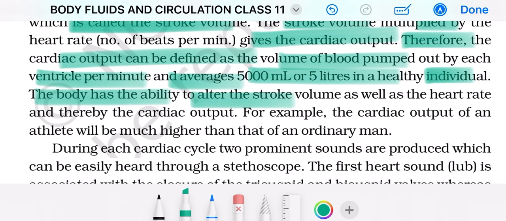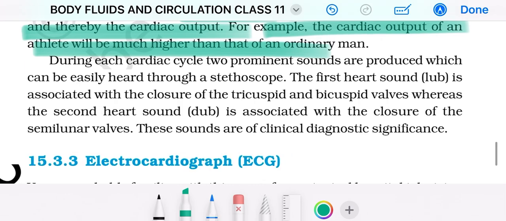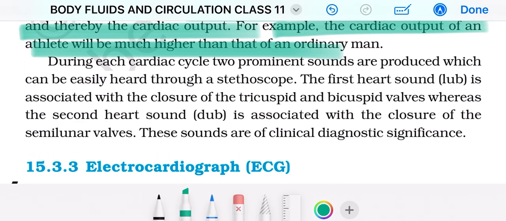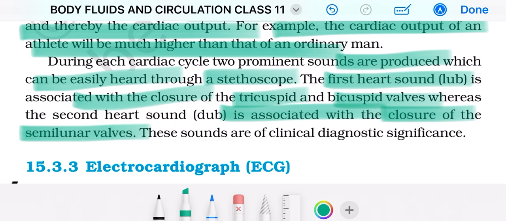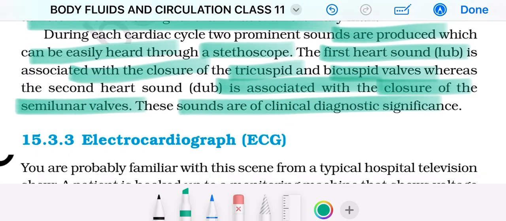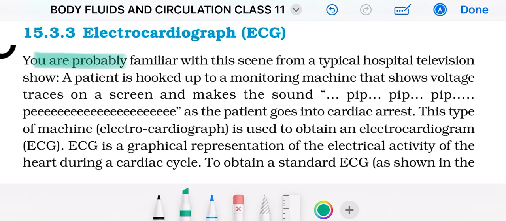The body has the ability to alter the stroke volume as well as the heart rate and thereby the cardiac output. For example, the cardiac output of an athlete will be much higher than that of an ordinary man. During each cardiac cycle, two prominent sounds are produced which can be easily heard through a stethoscope. The first heard sound is what? Lub. Lub is associated with closure of tricuspid and bicuspid valves, whereas the second heard sound, which is dub, is associated with closure of semilunar valves. These sounds are of clinical diagnostic significance. ECG, which is electrocardiograph.